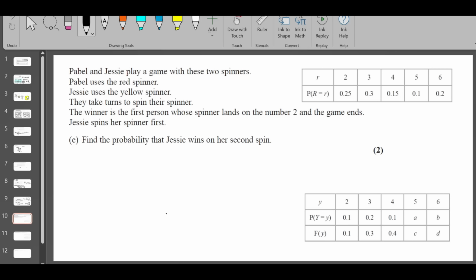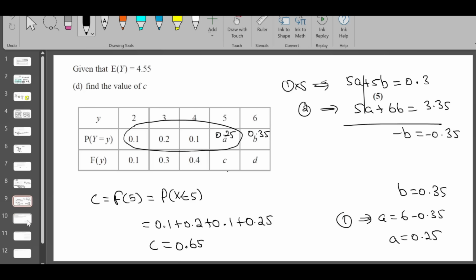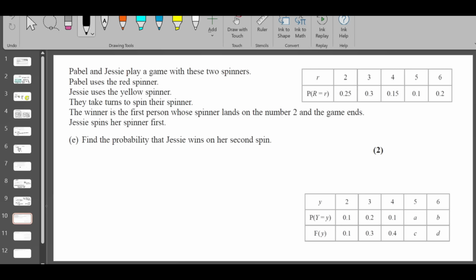Let's look at part E now. We finished part D here. Part E. There is some information given here. We are going to read it carefully. Pebble and Jessie play a game with these two spinners. Pebble uses the red spinner, and Jessie is using this spinner. They take turns to spin their spinner. That means Jessie and Pebble are taking turns. The winner is the first person whose spinner lands on number 2 and the game ends.